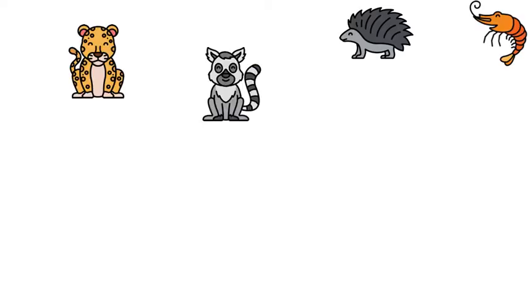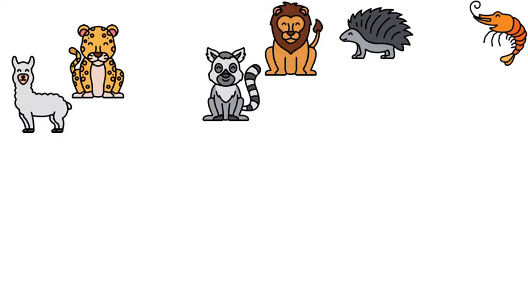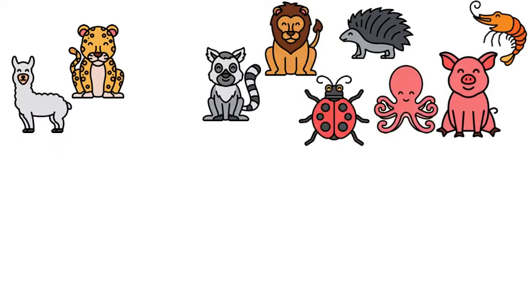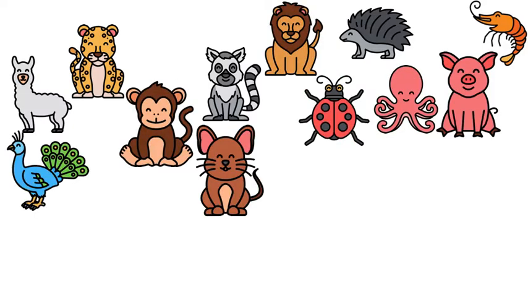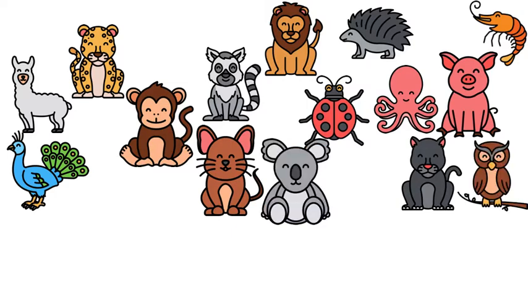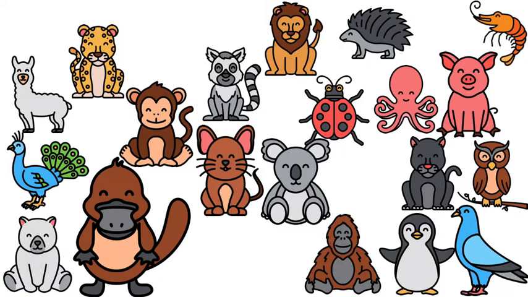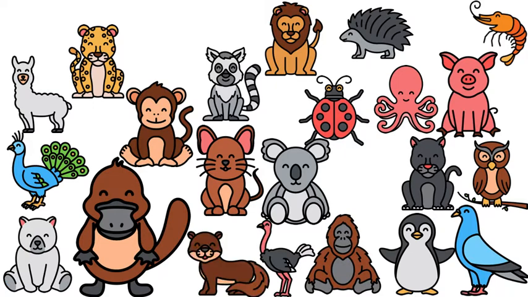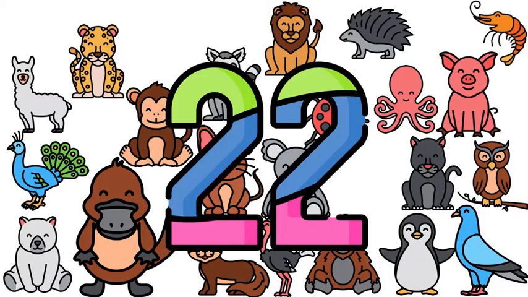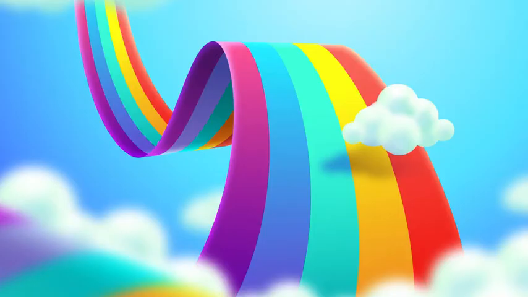Okay, now we're going to count animals. Please count with me in Hindi. 1, 2, 3, 4, 5, 6, 7, 8, 9, 10, 11, 12, 13, 14, 15, 16, 17, 18, 19, 20, 21, 22. There are 22 animals. And what is 22 in English? 22.